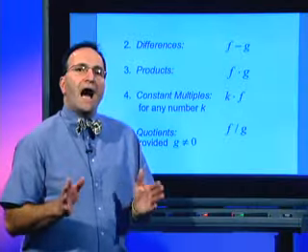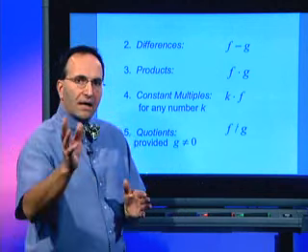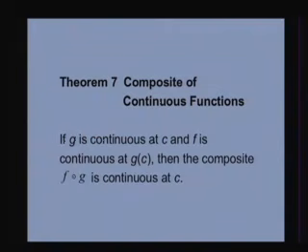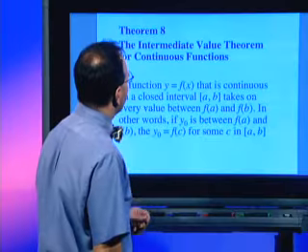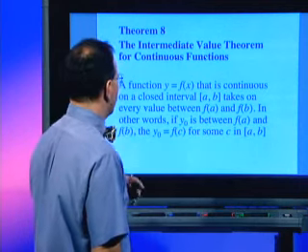There is one other algebraic way to combine continuous functions, and I want to take a look at that with you right now. Theorem 7, composite of continuous functions. If g is continuous at c and f is continuous at g of c, then the composite f of g is continuous at c. There's another theorem that follows right after this, the intermediate value theorem for continuous functions.